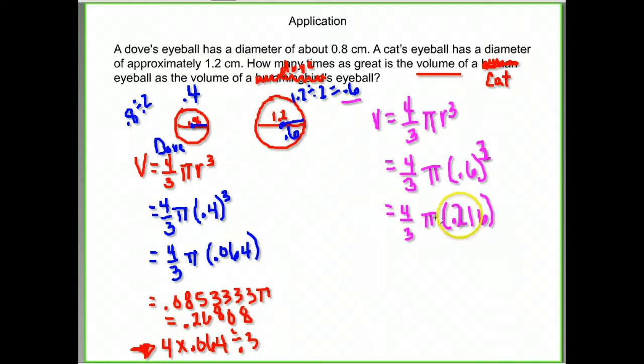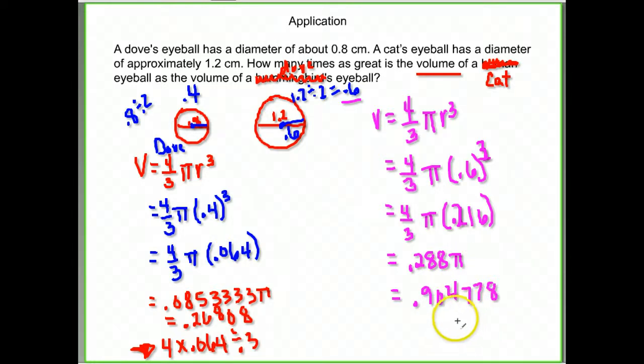Now do 4/3 times the 0.216. Again, to do that, do 4 times 0.216 and then divide by 3. That gives me 0.288 pi. The last step to find the volume of the cat's eyeball is to multiply 0.288 times pi, and we get 0.904778. I'm going to round it off right there.